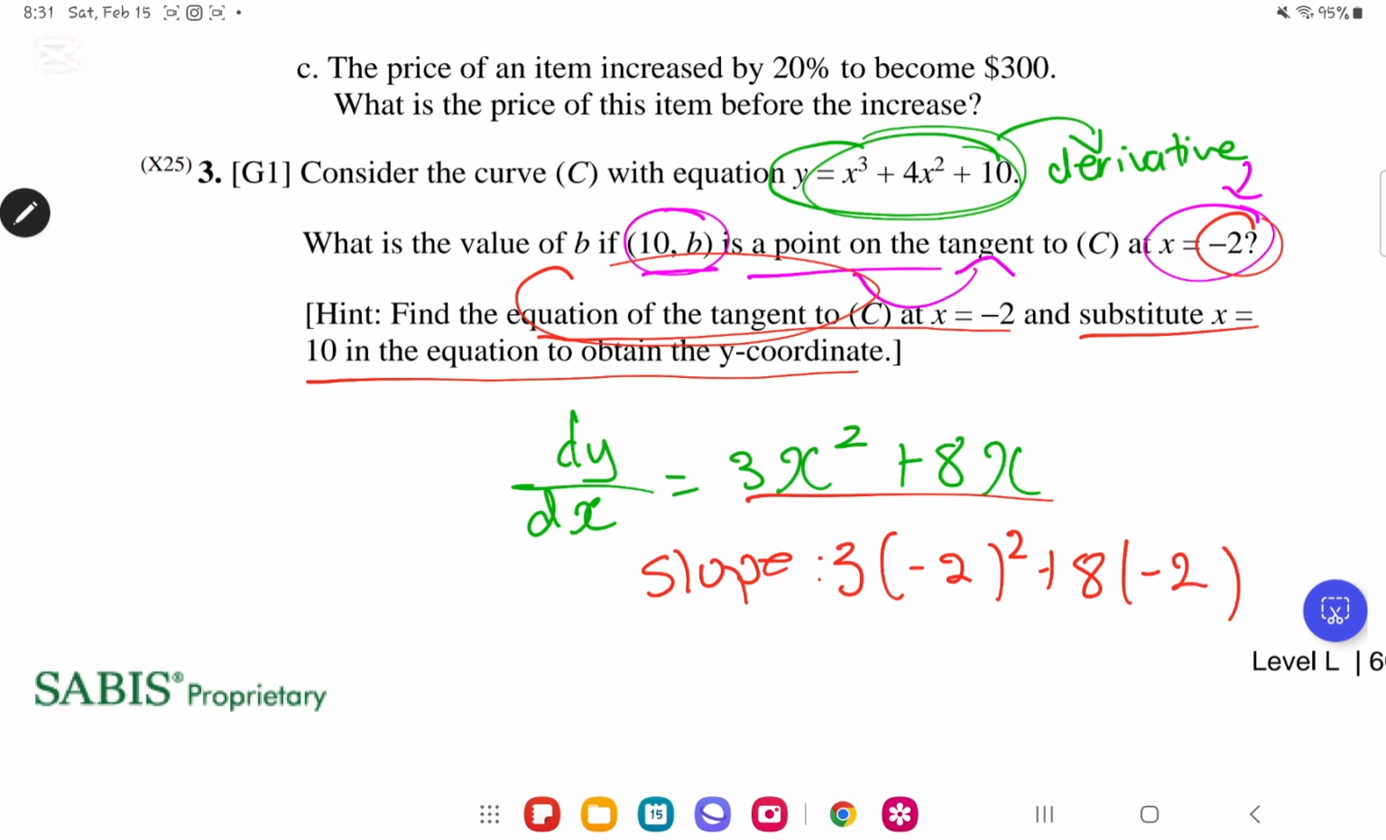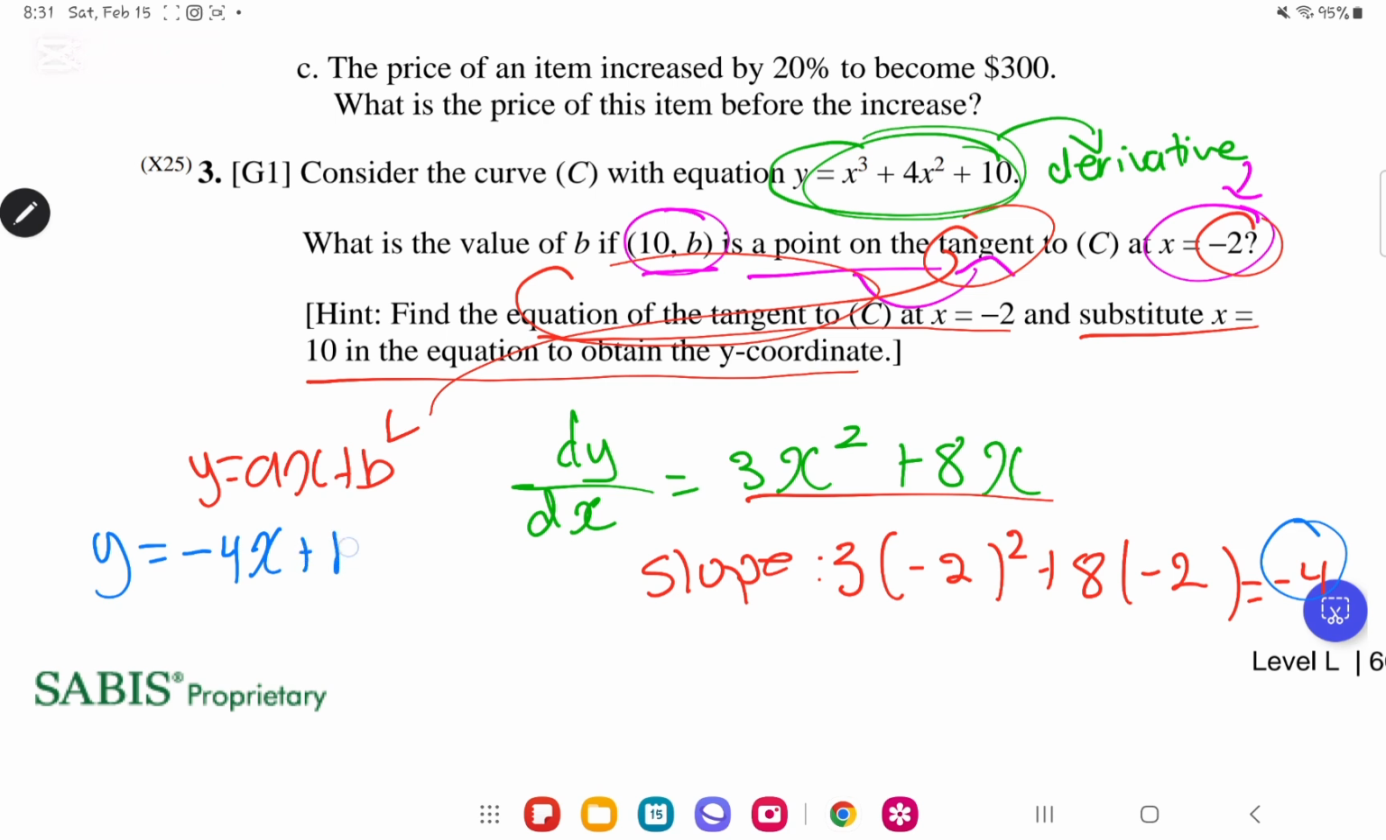So if we put it on the calculator, we get an answer of minus 4. So that means our slope is minus 4. And we know that the equation of any line, any tangent, is what? It is y is equal to ax plus b. And we found our slope to be minus 4. That means we are going to substitute a by minus 4.